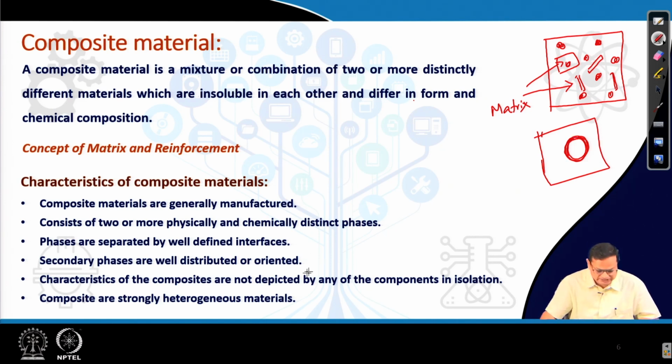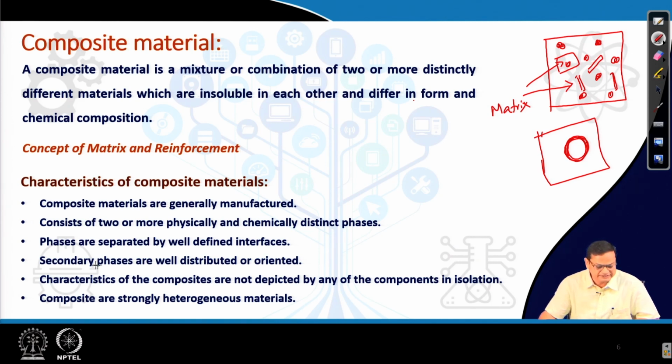As I was mentioning earlier, phases are separated by well-defined interfaces and the secondary phases are well distributed. That is another very important factor here: the different phases, the second phases we are seeing here, should ideally be randomly and evenly distributed to ultimately optimize the properties.